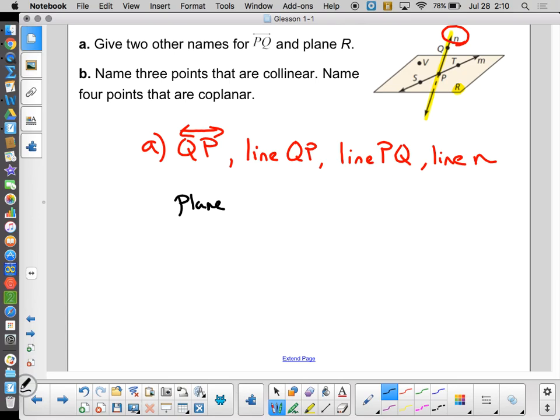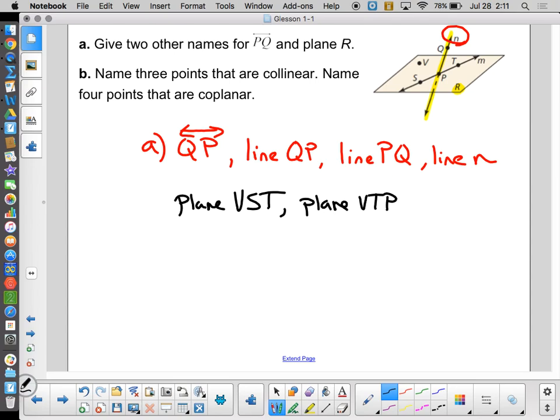I could choose 3 points. Now remember, R is not a point. There's not a dot associated with it, so it's not a point. So I need 3 points essentially that form a triangle in that plane. That would be V, S, and T. Or I could do V, T, and P. Or I could do V, T, and S. I could not do S, P, and T because those are all in the same line. They don't form a triangle.